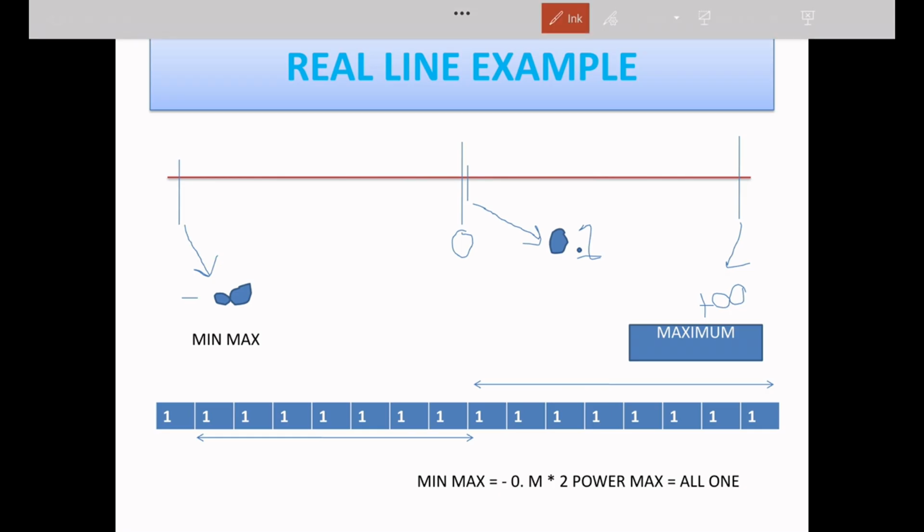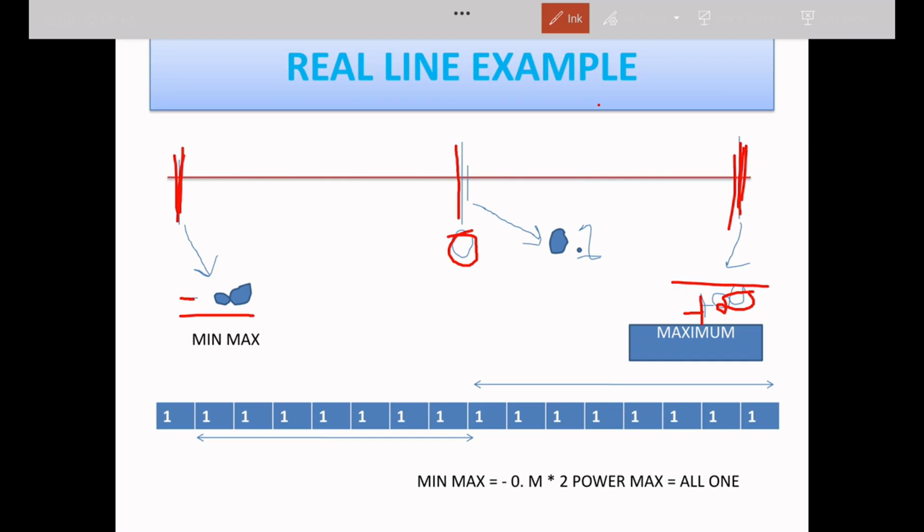Now you can see here, I have a real line. This is my real line, from minus infinite to plus infinite. This is my 0. So what is the meaning of max? Max means plus infinite. And what is the meaning of minimum? Minimum means minus infinite. So this is your minimum number and this is your maximum number.